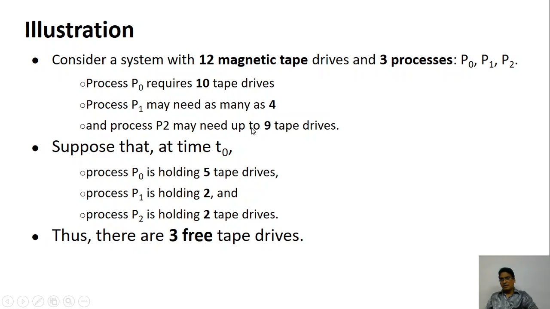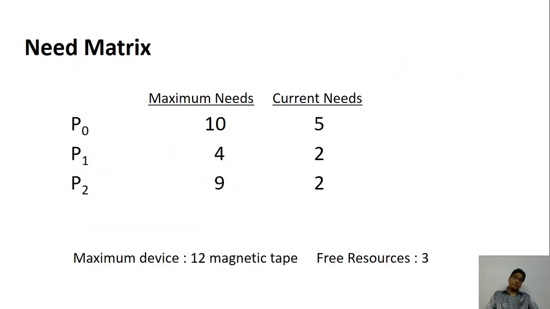P2 will come and say I want 9. Somehow you gave 2 to them and convinced P2 that it can continue. Now how many did you give? You had 12 with you. You gave 9 out of 12, so what is remaining with you is now 3. So this is the situation. This is the maximum request: P0 required 10, and you gave 5 to them. What is the balance? What is the remaining?